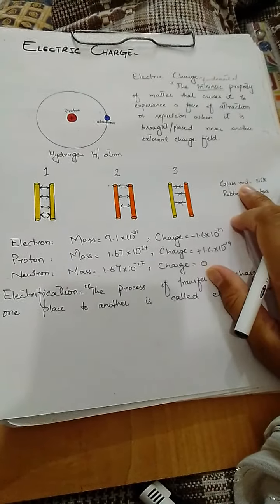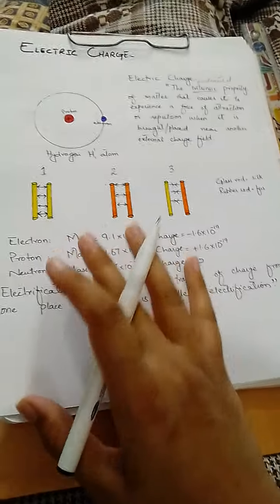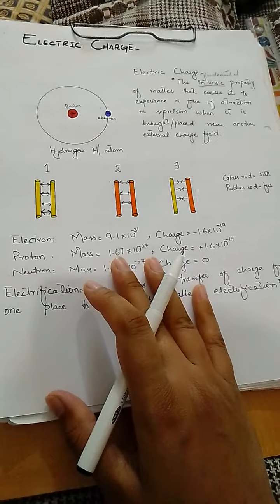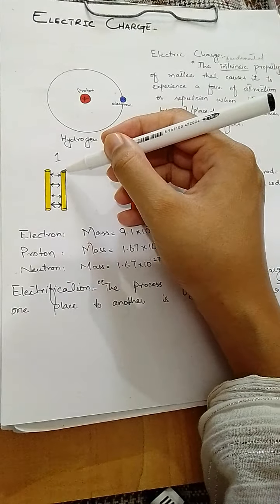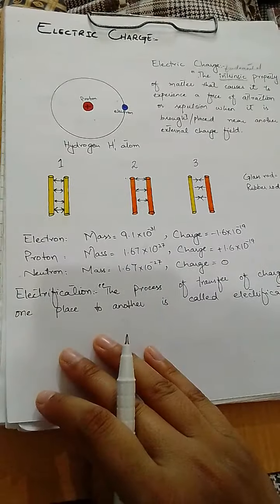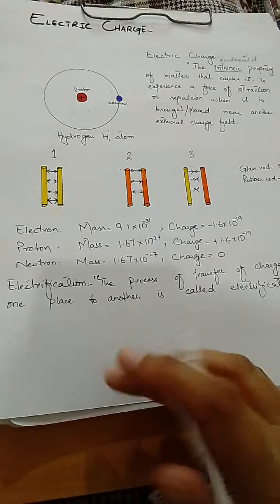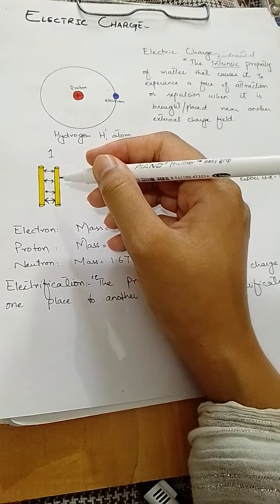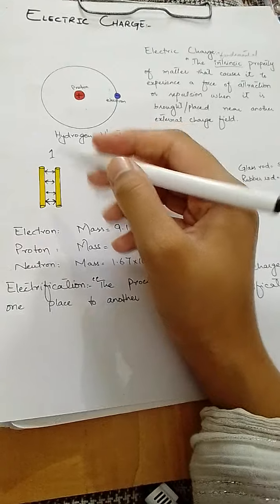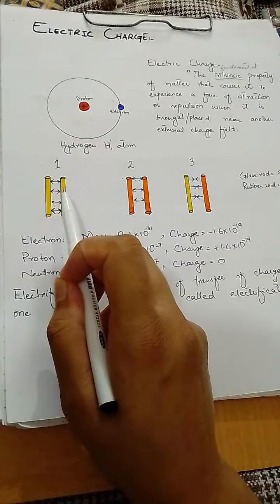So both the glass rod and the silk transfer charge to one another, making them electrically positive or negative, right? They actually disturb one another's electrical neutrality. So when we bring them closer to one another, they will repel each other.